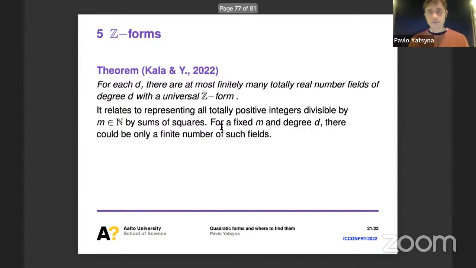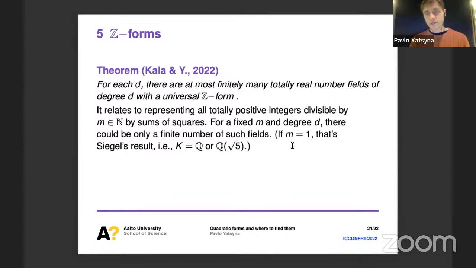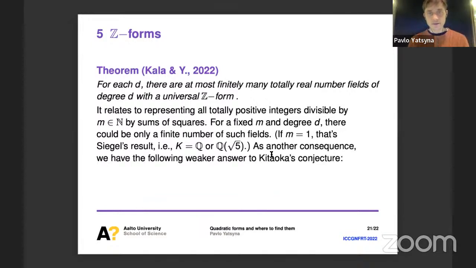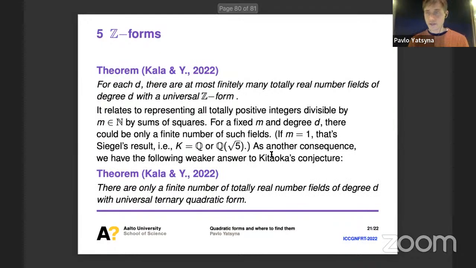For an example, what we showed is that if we fix our M and degree, there are only finitely many such number fields of degree D where this is possible. For the smallest case, M equal to 1, this is exactly what Siegel showed, and he actually showed there is only a finite number of such fields in total, so there are only 2. As another consequence of this result, we have a weaker version of the Kitaoka conjecture. We showed that there are only finitely many number fields of degree D with a universal ternary quadratic form.